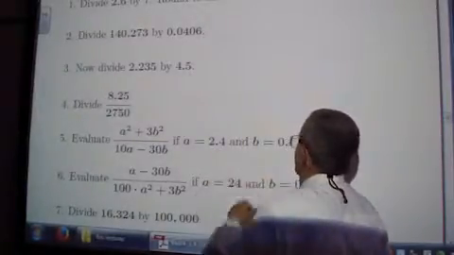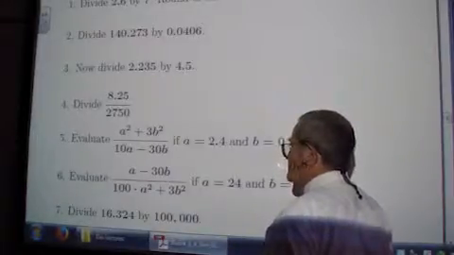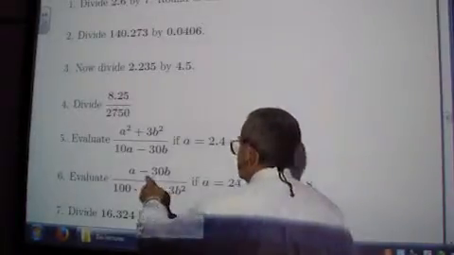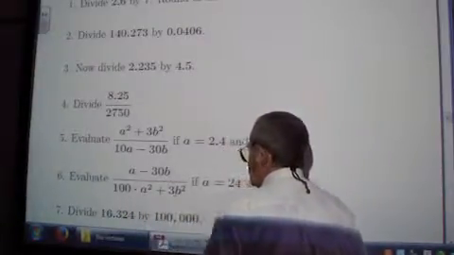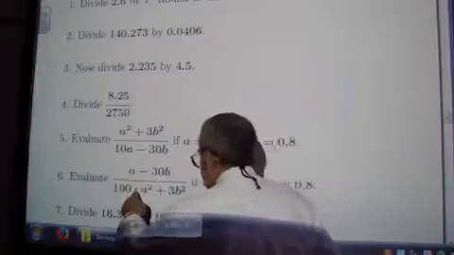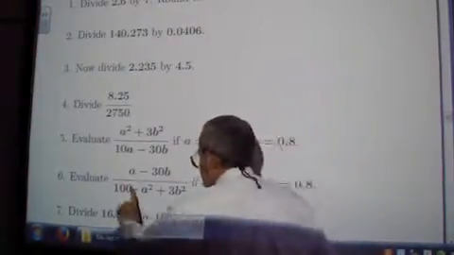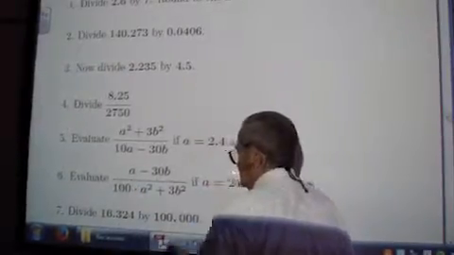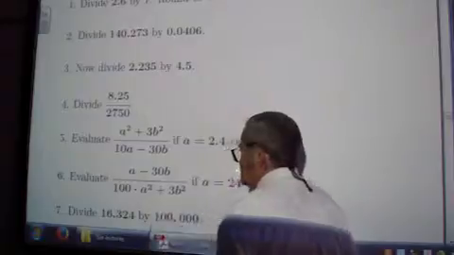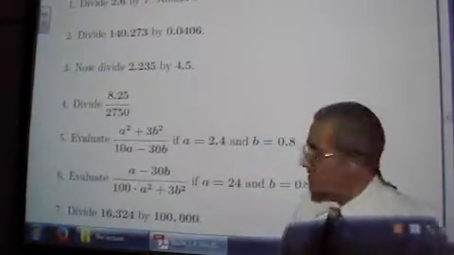So 2.4 and 0.8. We have another problem here. We have a minus 30b divided by 100a squared plus 3b squared. This dot, this multiplication symbol is really superfluous. 100a squared also means 100 times a squared, whether you put the multiplication sign here or not. You could also put parentheses in if you wanted to.